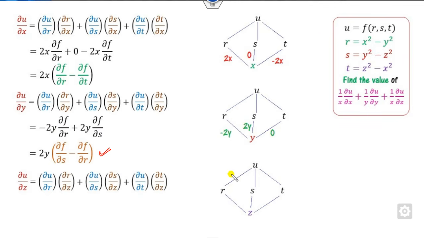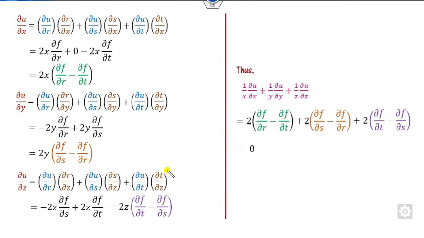Similarly for this, it is nothing but partial derivative with respect to r, partial with respect to s, partial with respect to t. What is the r with respect to z? You can see 0. This is my minus of 2z, this is plus of 2z. Now my target is to find this value, so we can start with the left hand side. I can start like here. So what is the value of this? I can substitute this pair, x will be cancelled out, it can be written here. Once you open it, it will be the required answer.